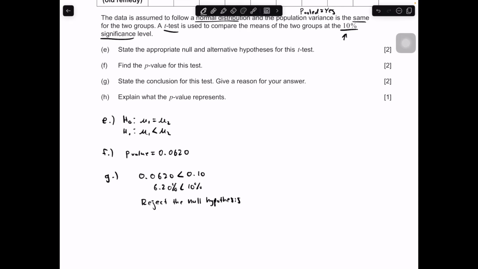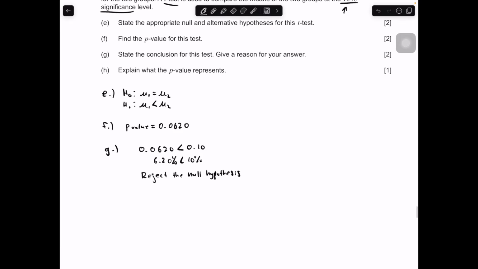Reject the null hypothesis. And that is why, because our p-value is less than the critical value, or rather the significance level.